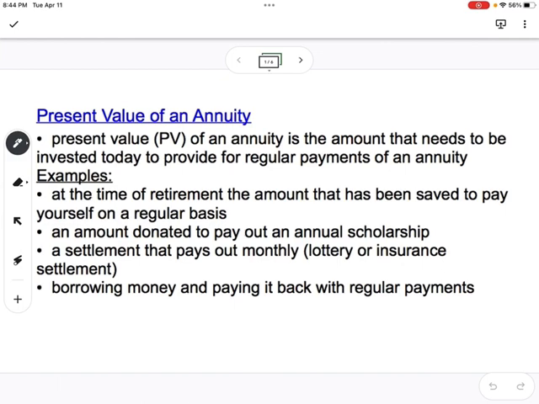So examples of this: at the time of retirement, the amount that has been saved to pay yourself on a regular basis, an amount donated to pay out an annual scholarship, a settlement that pays out monthly, lottery or insurance settlement, and borrowing money and paying it back with regular payments. Like I said, we're starting off with a certain amount of money, and that amount is going to go down with every single payment or withdrawal that we have.